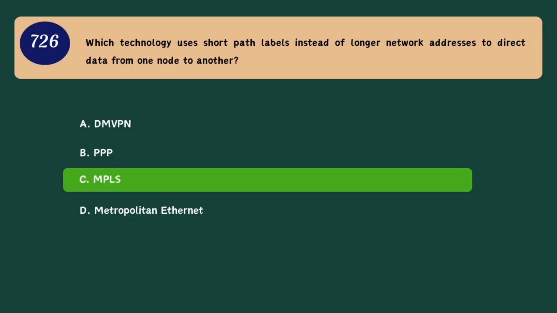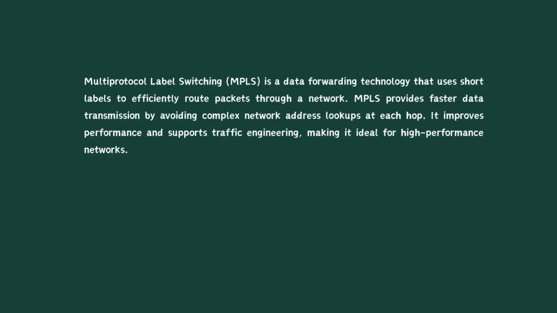Correct answer. C. MPLS. Multi-protocol label switching, MPLS, is a data forwarding technology that uses short labels to efficiently route packets through a network. MPLS provides faster data transmission by avoiding complex network address lookups at each hop. It improves performance and supports traffic engineering, making it ideal for high-performance networks.